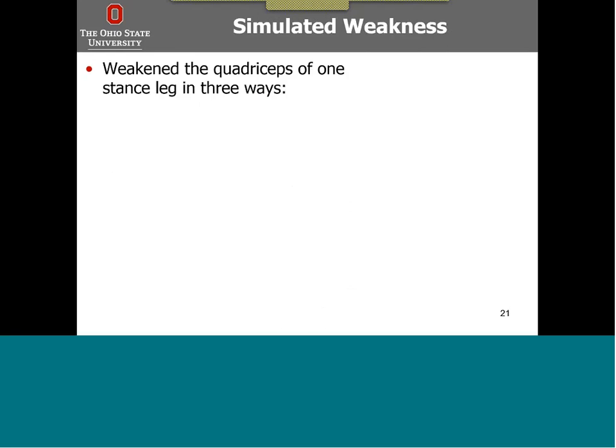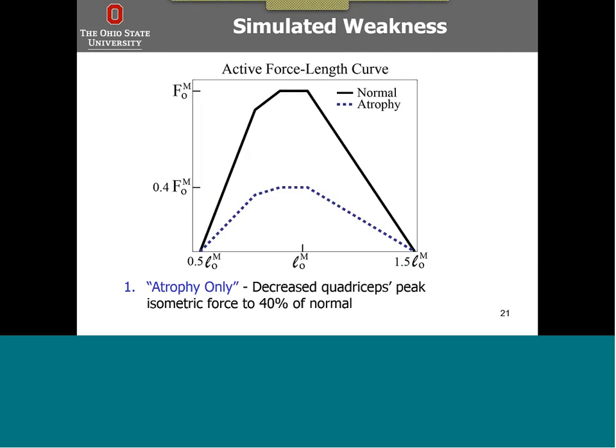After completing our full strength simulations for each subject, we then progressively weaken the quadriceps of one stance leg in 3 different ways. First, we simulated atrophy only. We did this by decreasing the peak isometric force of the quadriceps to 40% of normal.